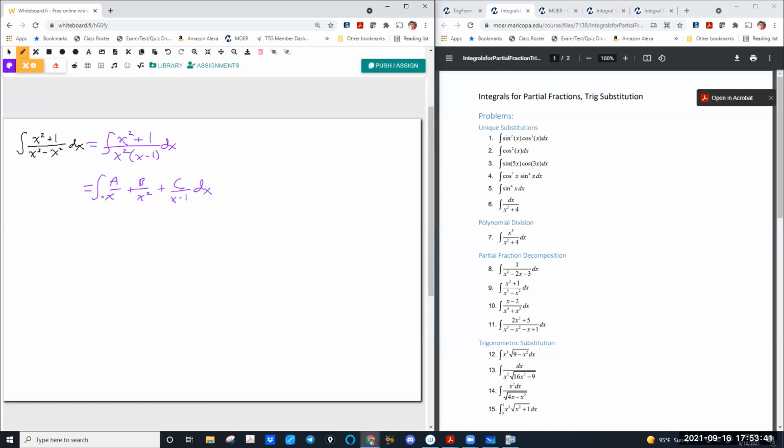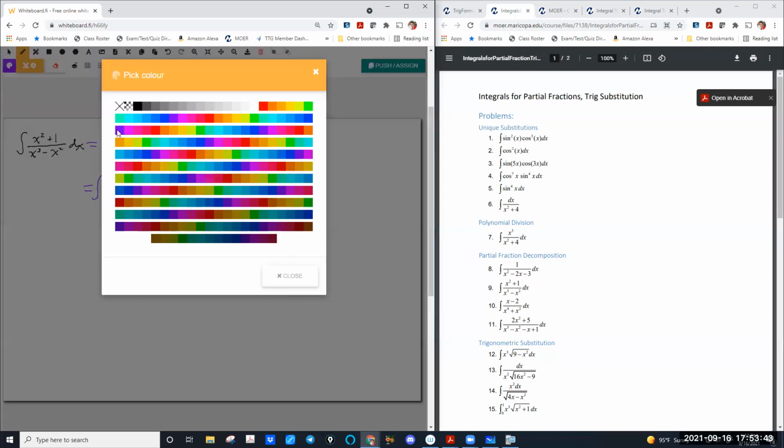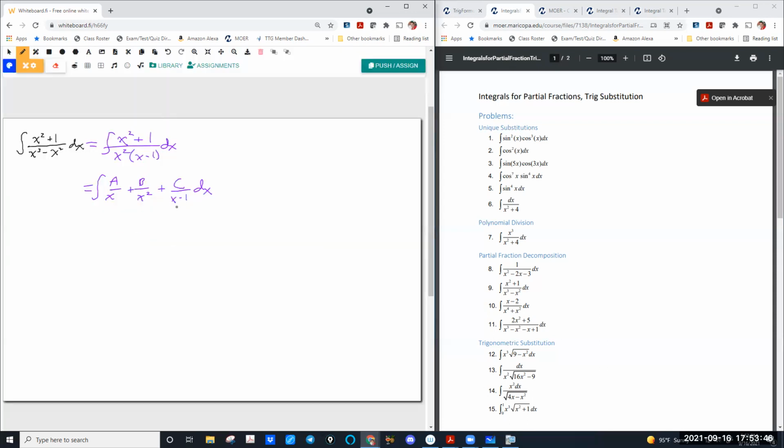Okay, let's talk about setting up our system. Like I said, I'm going to show you the way that I like to do it. It's a little quicker than what we did in the last one. So each of these has to be multiplied by what it needs to make the common denominator. Here's the common denominator right here. So what does A need to be multiplied by? It needs to be multiplied by another x and x minus 1. I'm doing the same thing we did last time, just in a more condensed fashion.